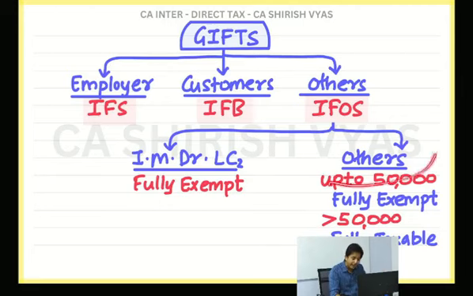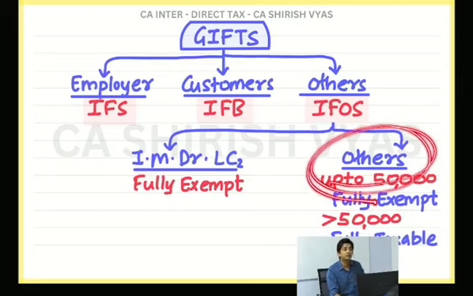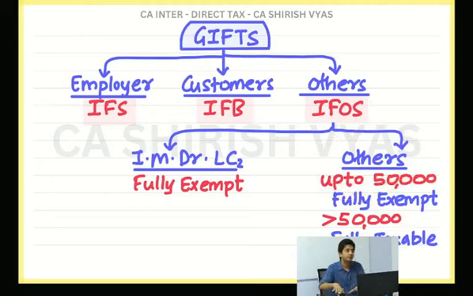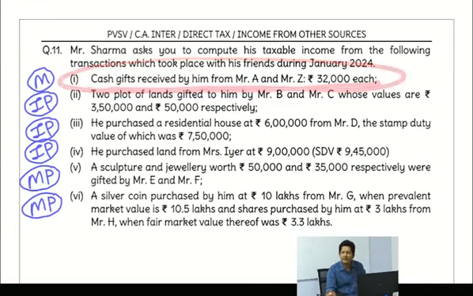Only if it doesn't fall in I am Dr. LC, then you use that deep knowledge. Which deep knowledge? Money, movable, immovable, low price, no price. Then you use that in-depth knowledge. But it is always safe to first check it is not falling in I am Dr. LC. So let us check. I know it's not falling, but it's not about the answer. It's about the way of thinking. So let us check in our question. Is this gift of A and B from I am Dr. LC? It nowhere fits. So I am sure it is other gift.